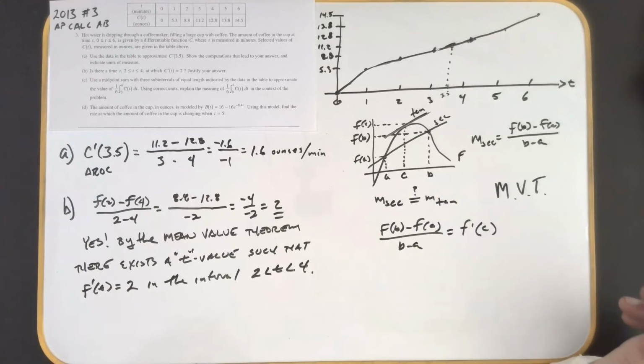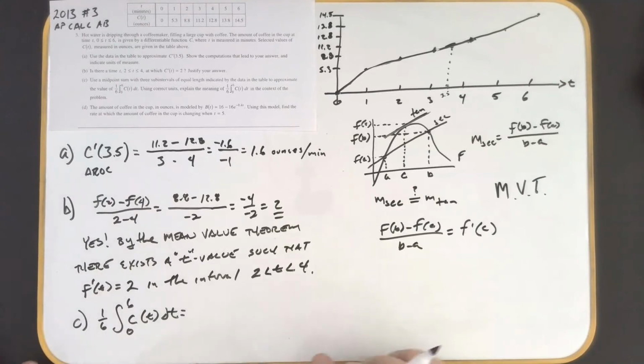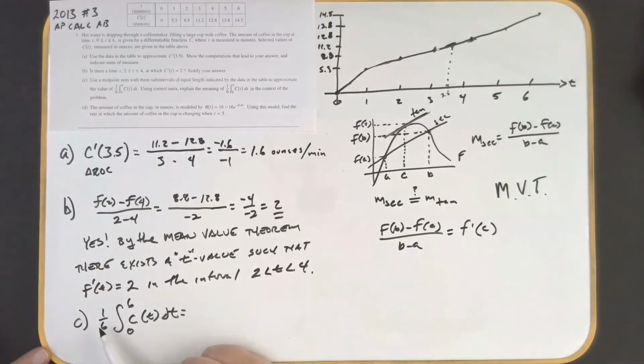Let's move on, part C. Part C says, use a midpoint sum with 3 subintervals of equal length indicated by the data above to approximate the value of 1/6 of the integral from 0 to 6 of c of t dt. Well, there's 2 parts to this question. Like, what the heck does this mean? Why is there a 1/6 out front? We'll deal with that in just a minute.